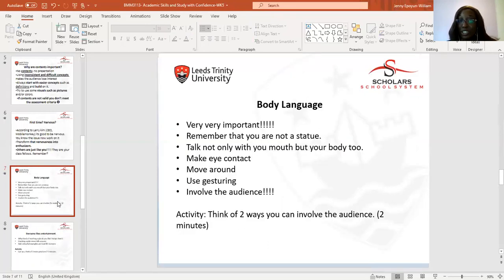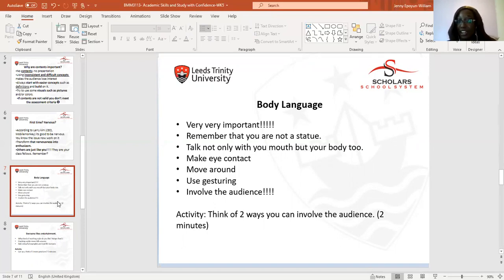So think about your body language. It's very important. It would be good. Some people try to move their hands. For example, people are looking at you. The audience could also read your body language. If you give them the impression through your body language that you are not interested in what you're doing, that could make them switch off. So you're talking not only with your mouth, you're talking with your body too.